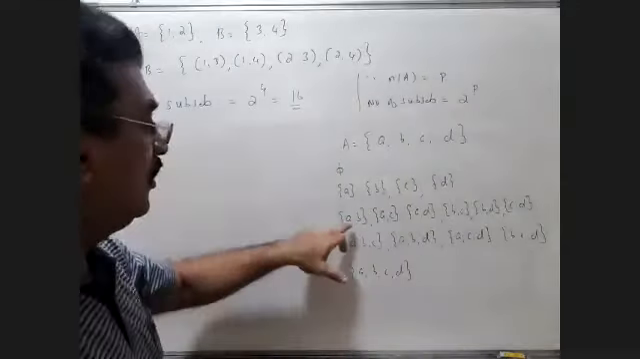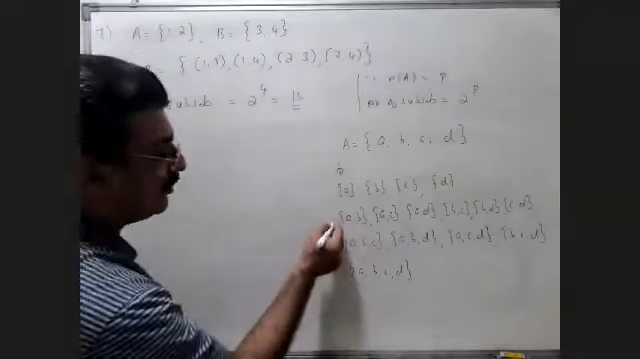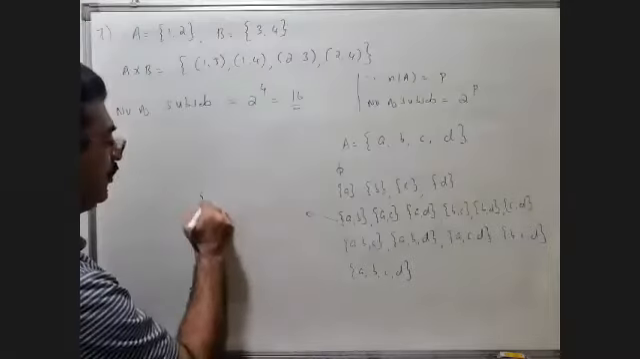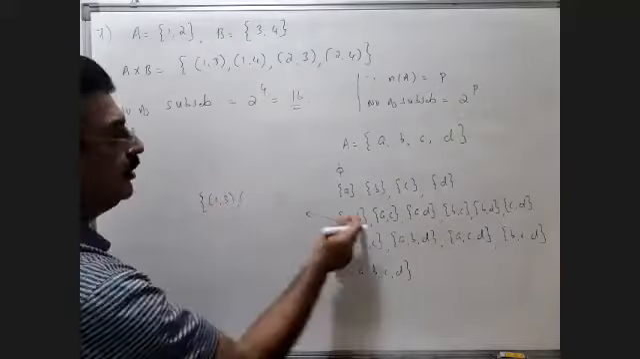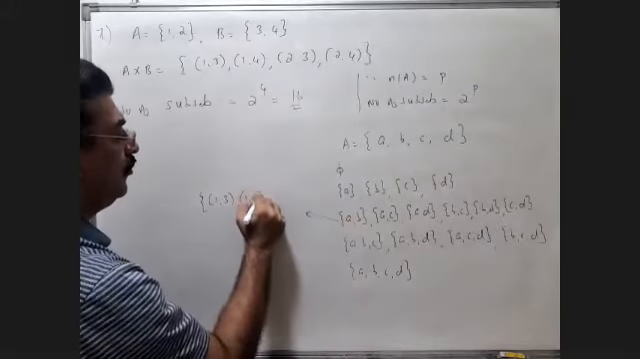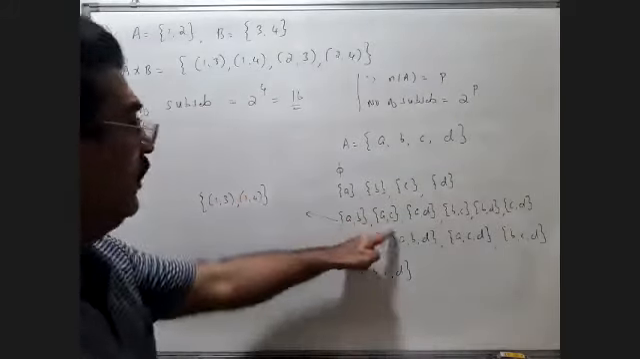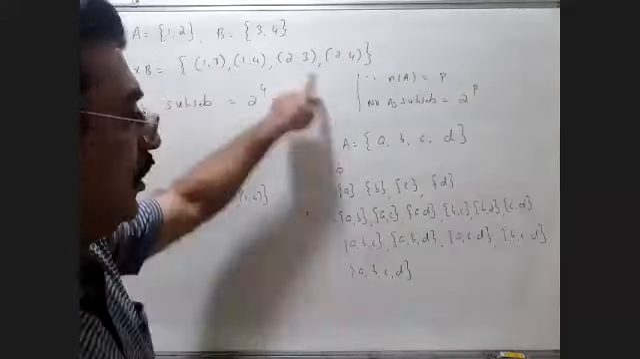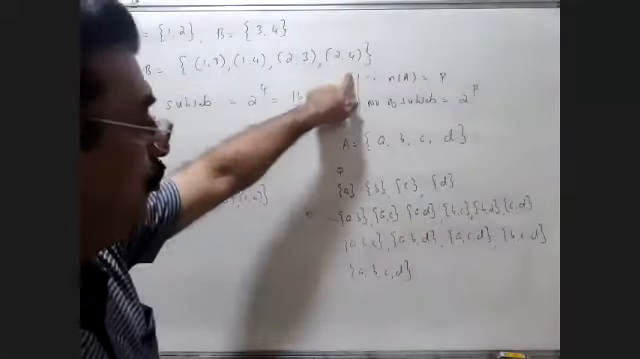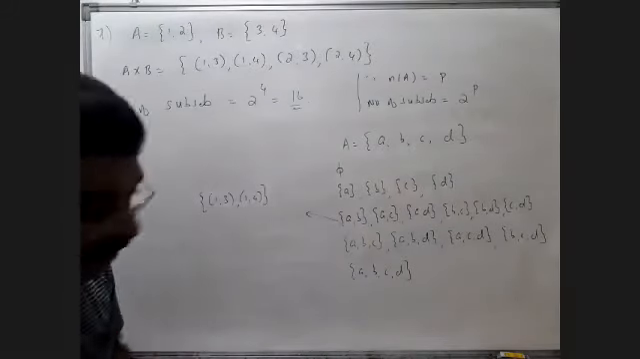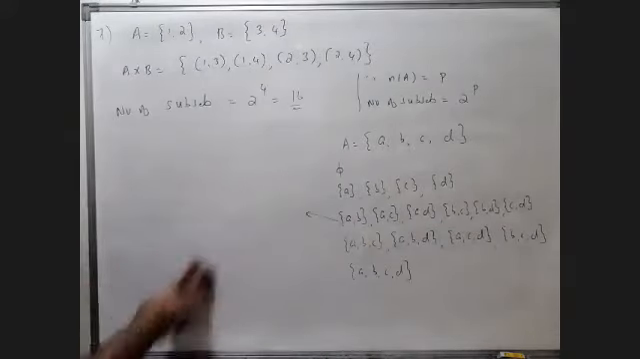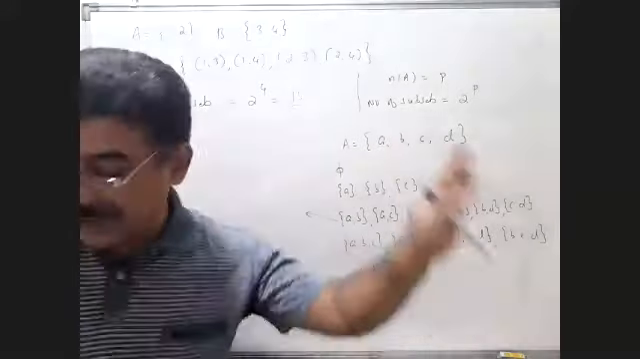Then instead of AB, our set will be: instead of A, (1, 3), instead of B, (1, 4). Similarly, AC: (1, 3), (2, 3). AD: (1, 3), (2, 4). Similarly, write all 16 subsets. It's a homework. This is the way how to write.